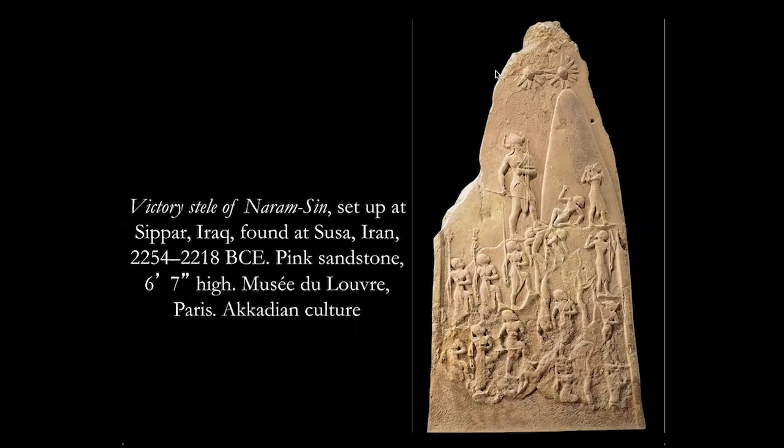The suns or stars at the top possibly represent those deities kind of shining down on him and congratulating him in his victory. And then his troops are following behind him very proudly and victoriously.